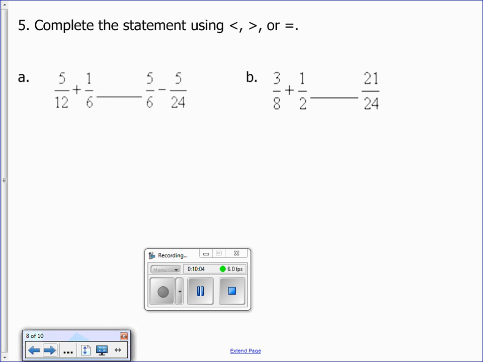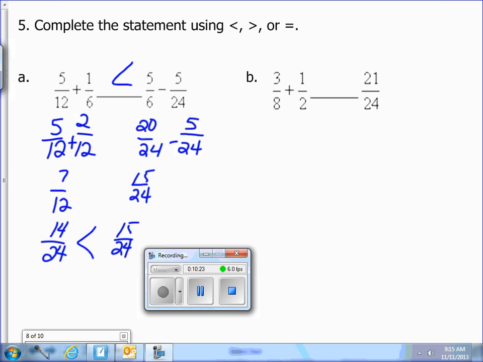Now we're going to complete the statement using less than, greater than, or equal to. So in order to compare these fractions, you're going to find an LCD. Then you're going to determine what the left-hand side final answer is, compare it to the right-hand side on both A and B. I'm going to pause the video, come back, and let you check your work.